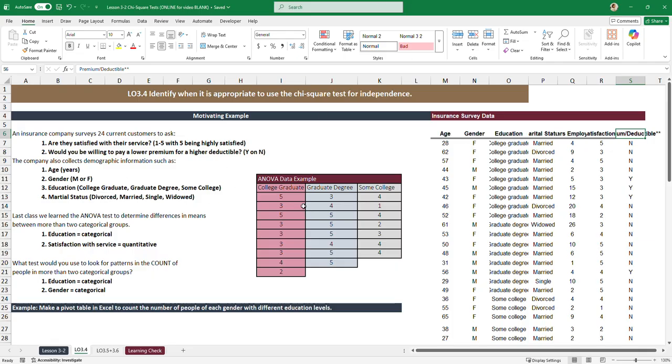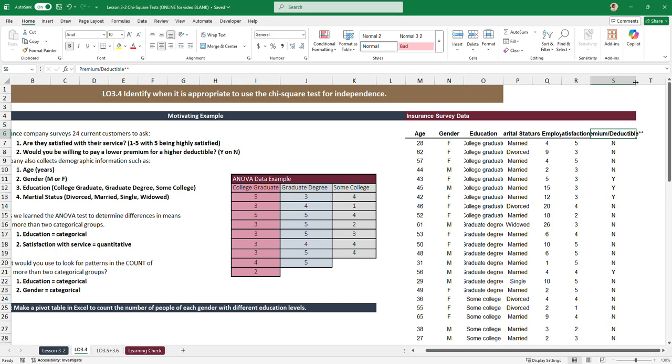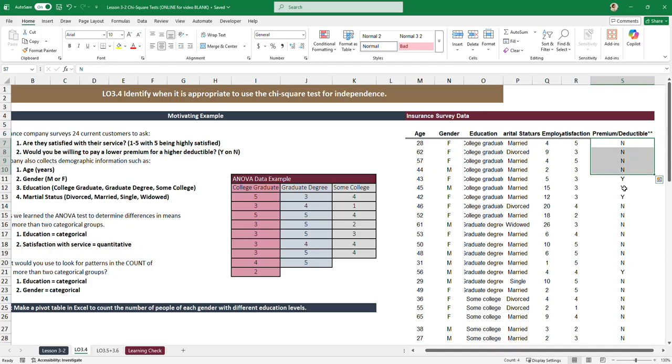When we first talked about inference in this course, we talked about two sample tests. Two sample tests are specifically to compare averages when you can put the people or observations into two groups based on some characteristic. Something like the question, are you willing to pay the higher deductible for a lower premium, or the opposite way around, lower premium for a higher deductible? We have the no group and the yes group.